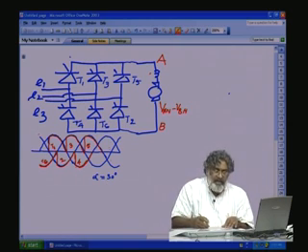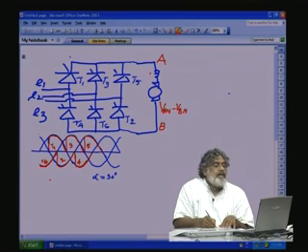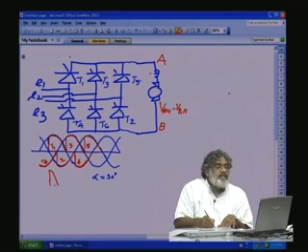So, what will be the net ripple coming across the output? VAN minus VBN. The instantaneous value is positive as well as negative. If you subtract, the ripple waveform will be like this.